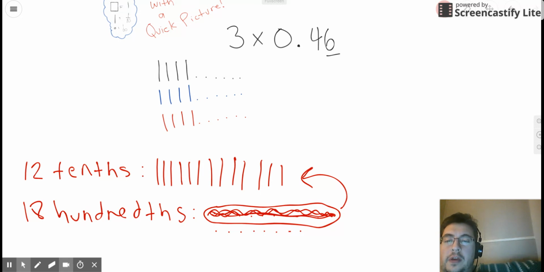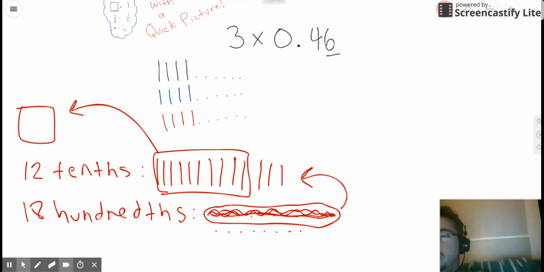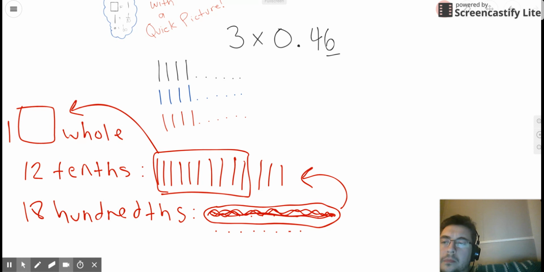And so let's see if I can trade in 10 tenths to make a whole. I think I can. 1, 2, 3, 4, 5, 6, 7, 8, 9, 10. Sure can. So I'm going to trade 10 of these tenths in for one whole, and I'm going to cross those out.